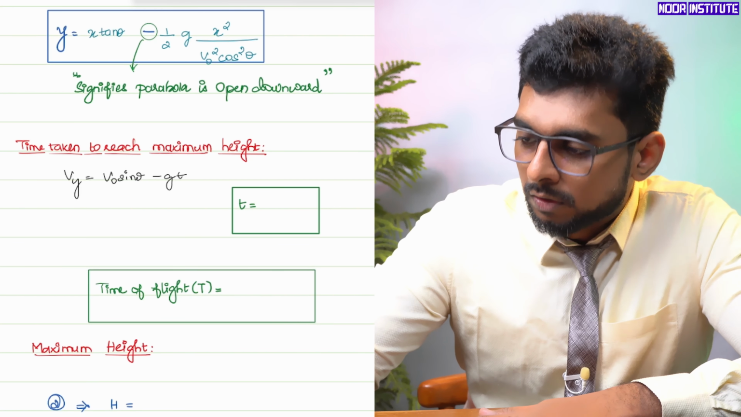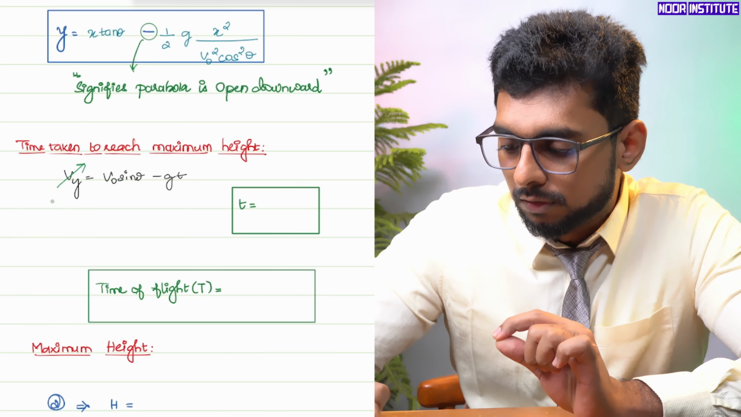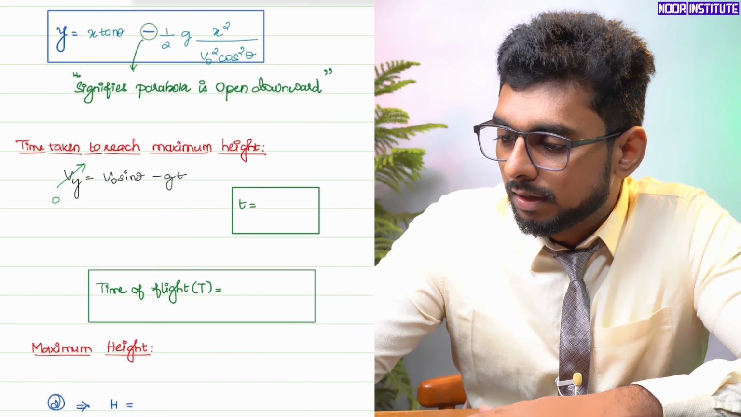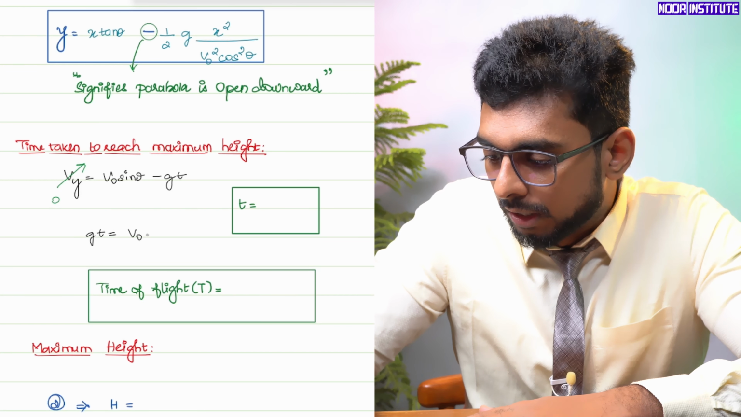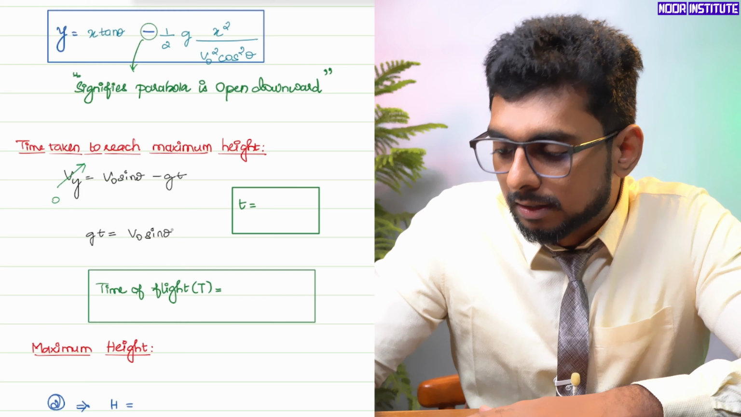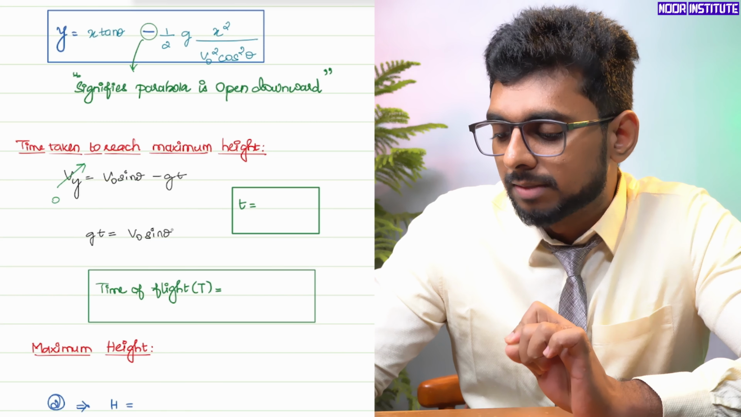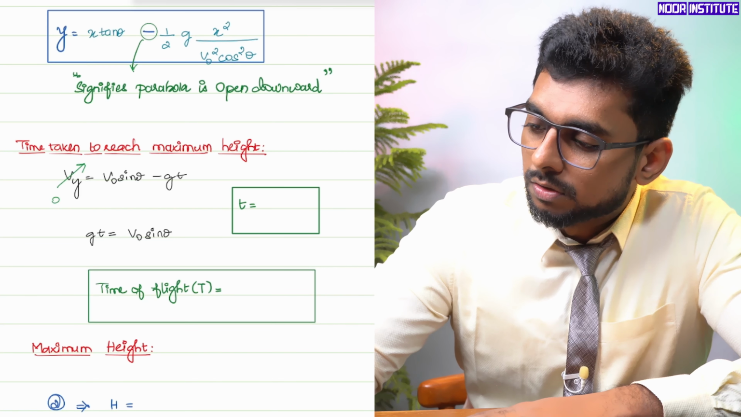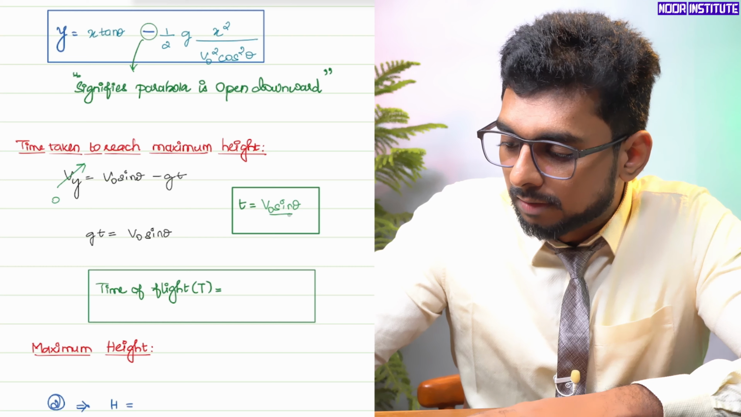So here, obviously, velocity along the y at the topmost point is going to be 0. Therefore, velocity along the y is 0, right? So just do the rearrangement thing. You'll have gt, which is equal to V naught sine theta, right? So the time t which is needed to reach the maximum height will be V naught sine theta divided by g, right? So t is equal to V naught sine theta divided by g.